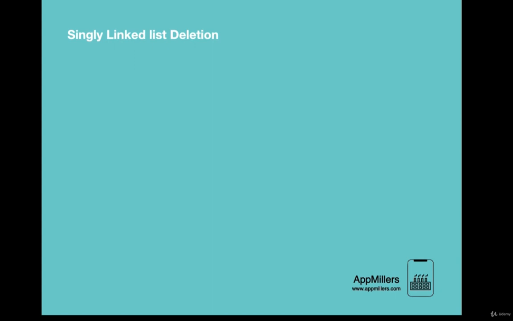Alright, in the last lecture we have talked about how to search for a given value in a single linked list, and hopefully you understand everything very well. Now in this lecture, we will learn how to delete a node from a given single linked list.